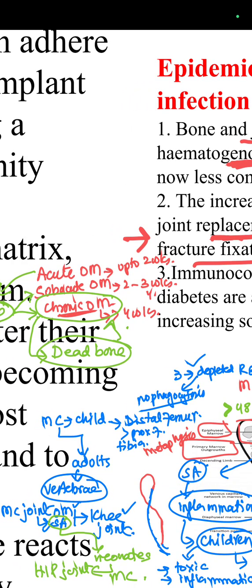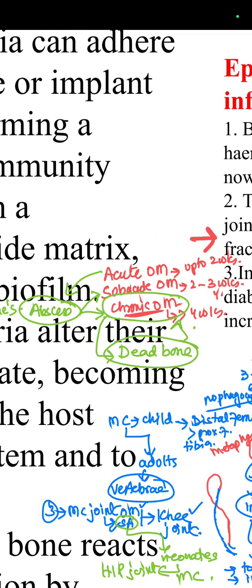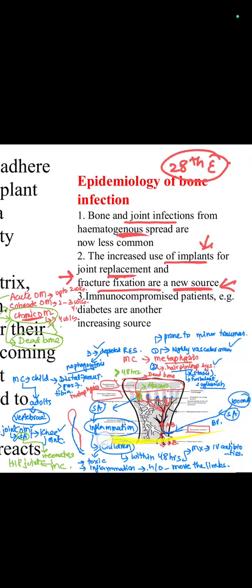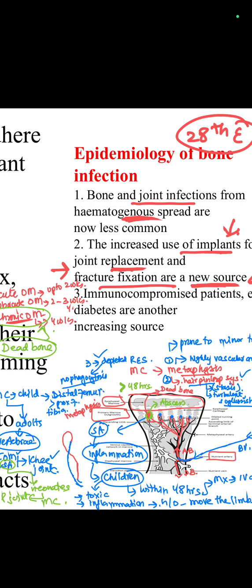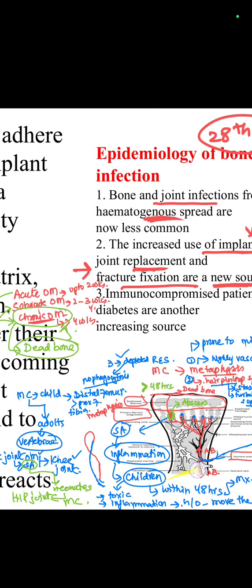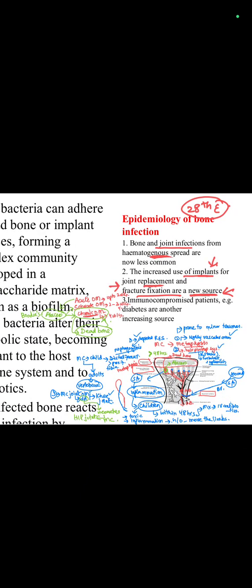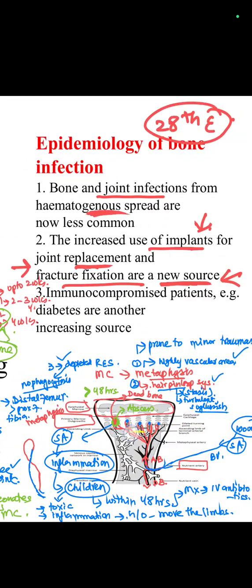In children the distal femur and proximal tibia and fibula are most commonly affected, and in adults the vertebra. The most common joint is the knee joint, and in neonates it is the hip joint. In children, within 48 hours we should give IV antibiotics, otherwise the toxin and inflammation will spread to the limbs.